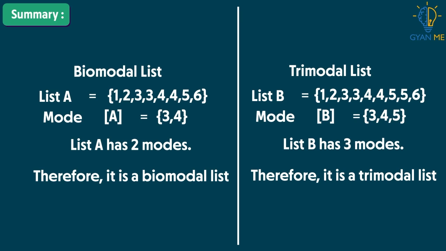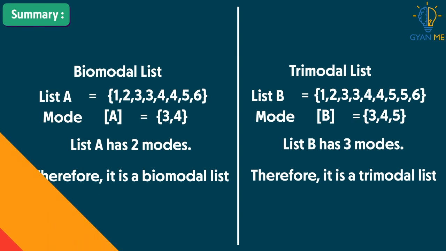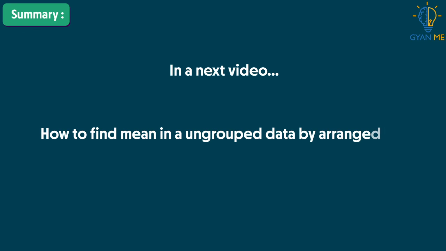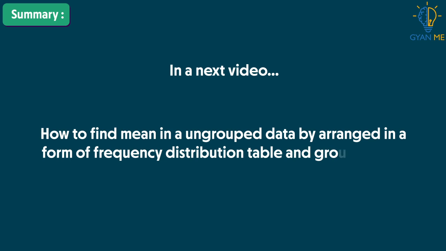So students, here we have seen how to find mean for ungrouped data or from a raw data. In our next video, we will learn how to find mean in an ungrouped data but arranged in a form of frequency distribution table and a group data.